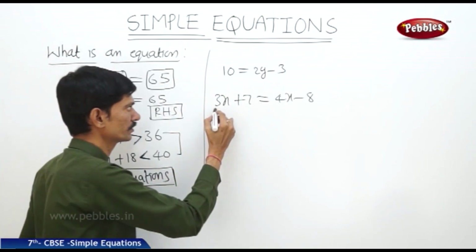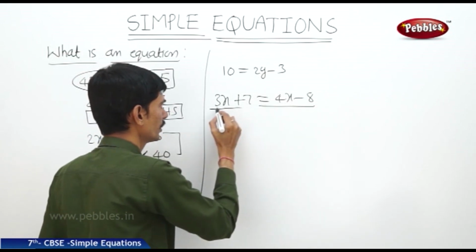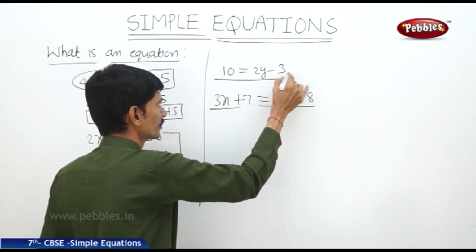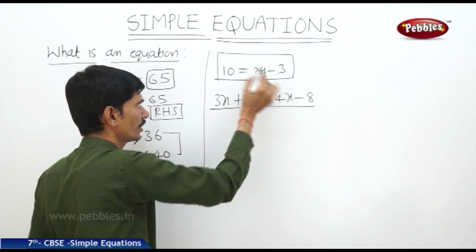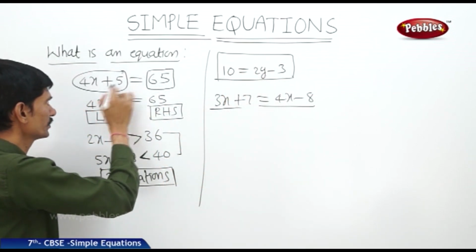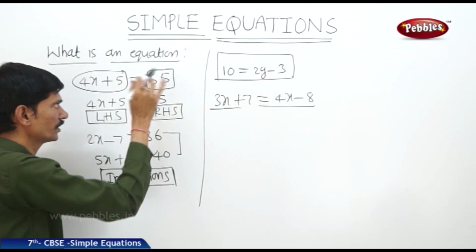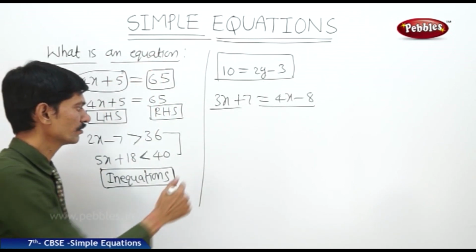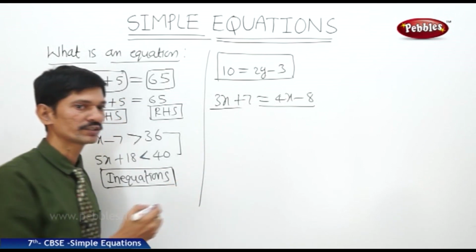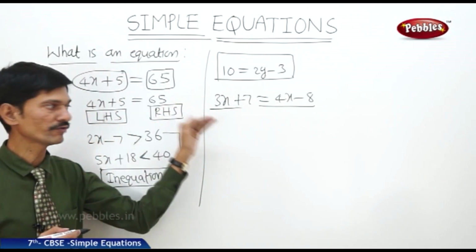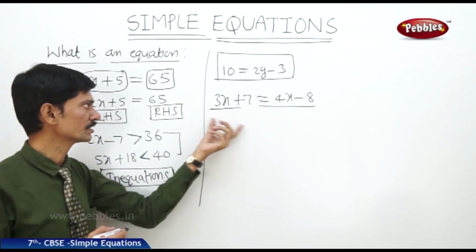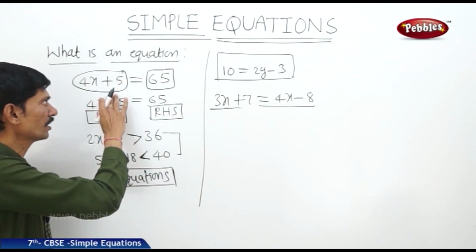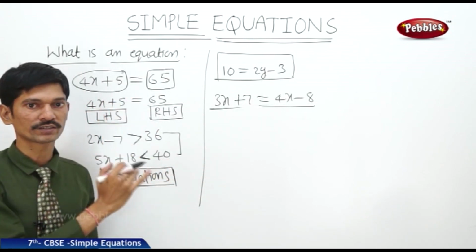So here both the LHS and RHS contain the variable, that is x. In this one, the RHS contains the variable y, and in the given equation 4x plus 5 equals 65, the LHS contains the variable x. Now what is the equation? An equation is a condition on the variable. The condition is that the value of the LHS should be equal to the RHS.